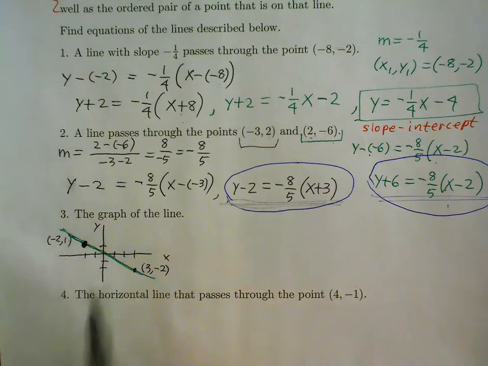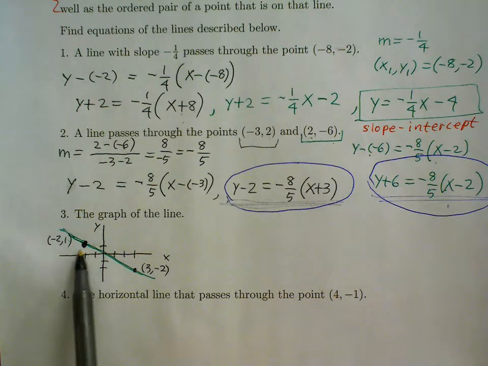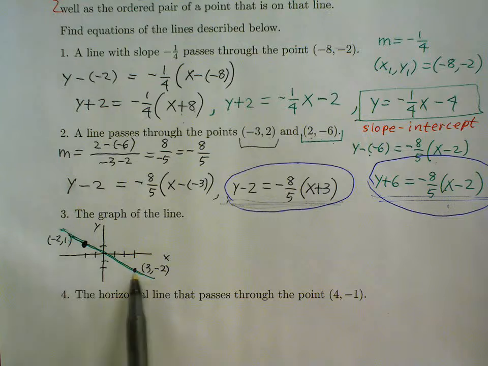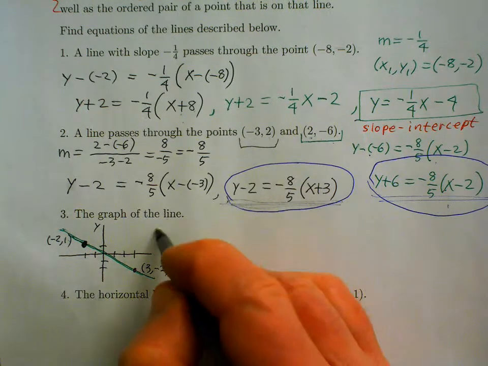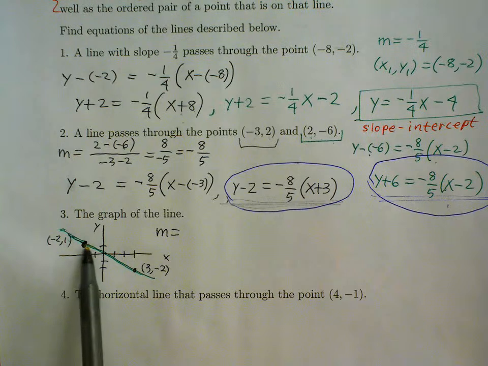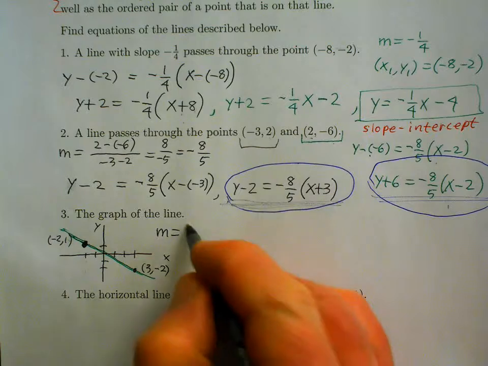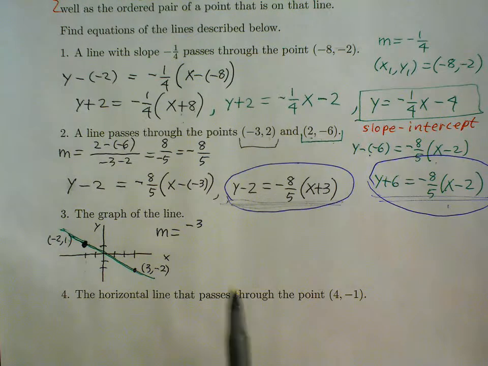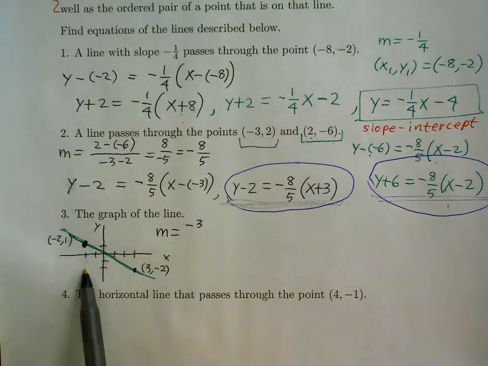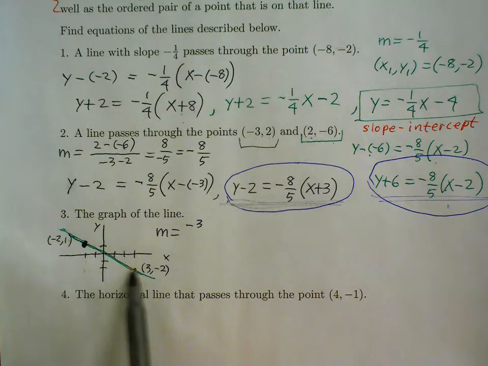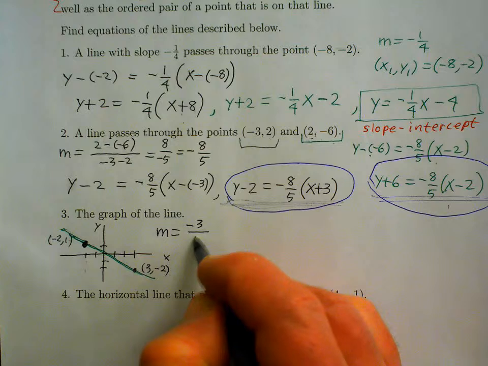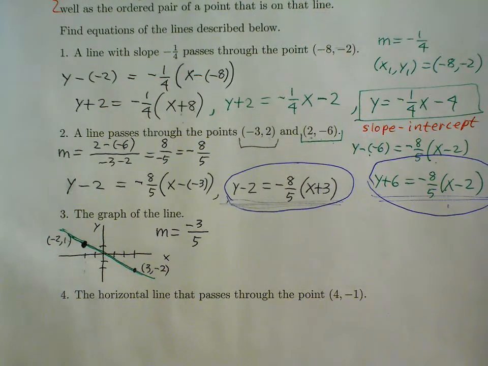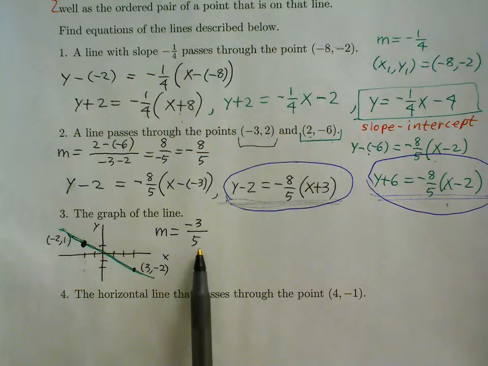So if we go from one point to the other along vertical and horizontal line segments, for example, going from -2, 1 to 3, -2, well, if we move down 1, 2, 3, so that's -3 in the vertical direction, move down 3 units, and then move 1, 2, 3, 4, 5 to the right, that's +5 in the horizontal direction. So the slope is -3/5.